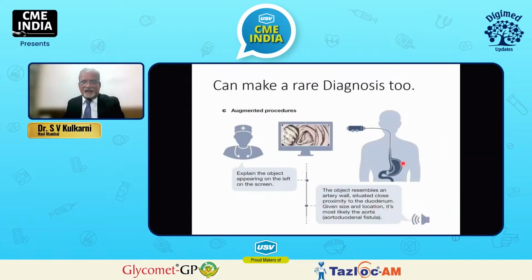This is a rare diagnosis. Endoscopy has been done and this picture is sent to AI and the question is asked, explain the object appearing on the left side of the screen. This is a stomach, this is an esophagus or stomach, and this is something different. The answer is the object resembles an artery wall situated in close proximity to the duodenum. Given the size and location, it is most likely to be the aortoduodenal fistula. Very rare disease, very rare diagnosis, but AI has helped you for that.